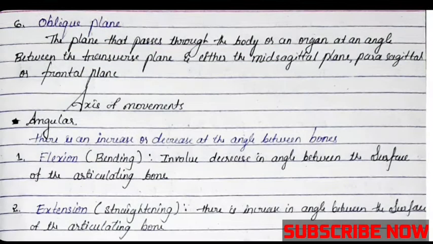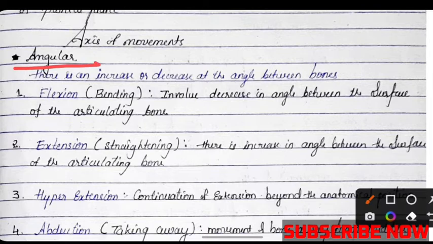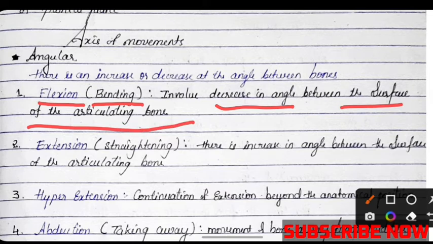Next comes the axis of movements. In that, the first one is angular. There is an increase or decrease in angle between the bones. In angular, the first one is flexion, which is also known as bending. It involves decrease in angle between the surfaces of the articulating bones.